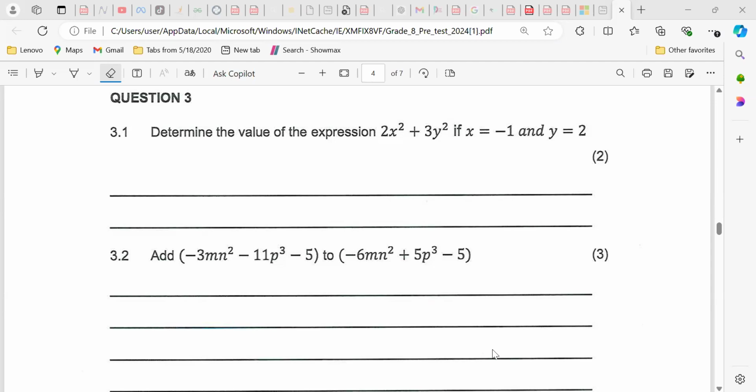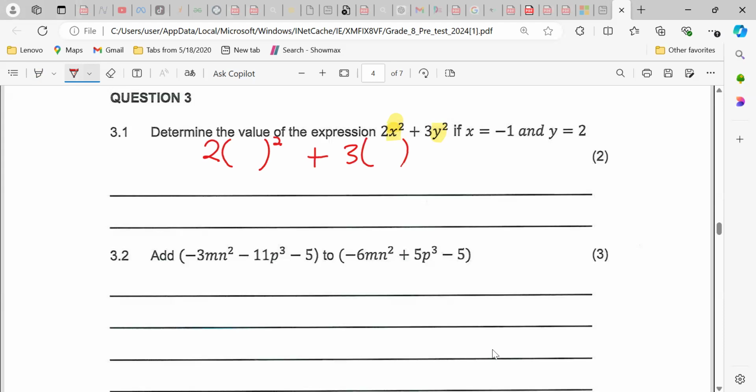So we're going to come and say here, there is an x. Instead of an x, what are we going to put here? -1. We're going to put -1. And then here there's a y. What are we going to put here? 2. So look at how this thing is going to look like. We're going to have 2, open bracket, this is where we're supposed to put the x, but it says we should square it. Plus 3, and then all squared.